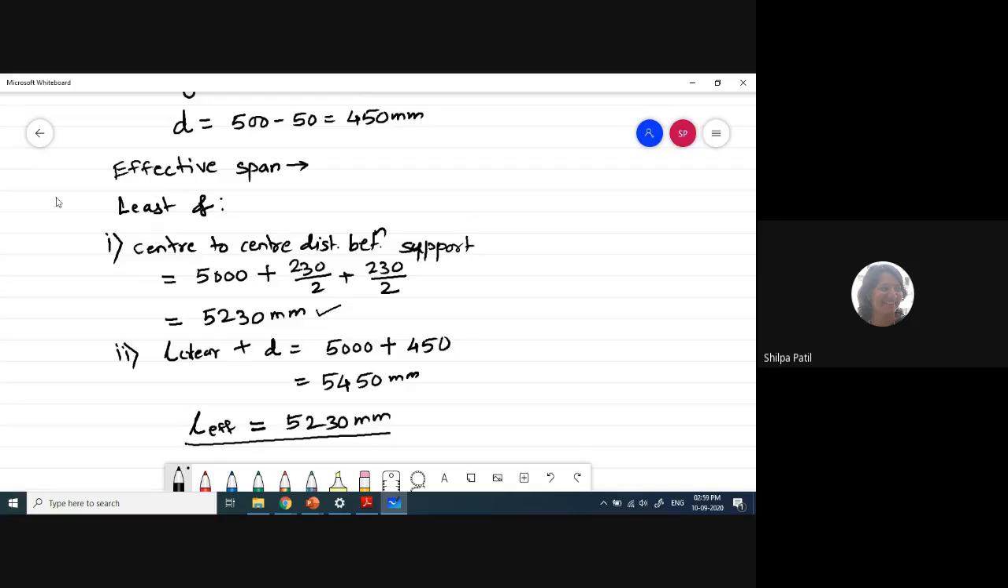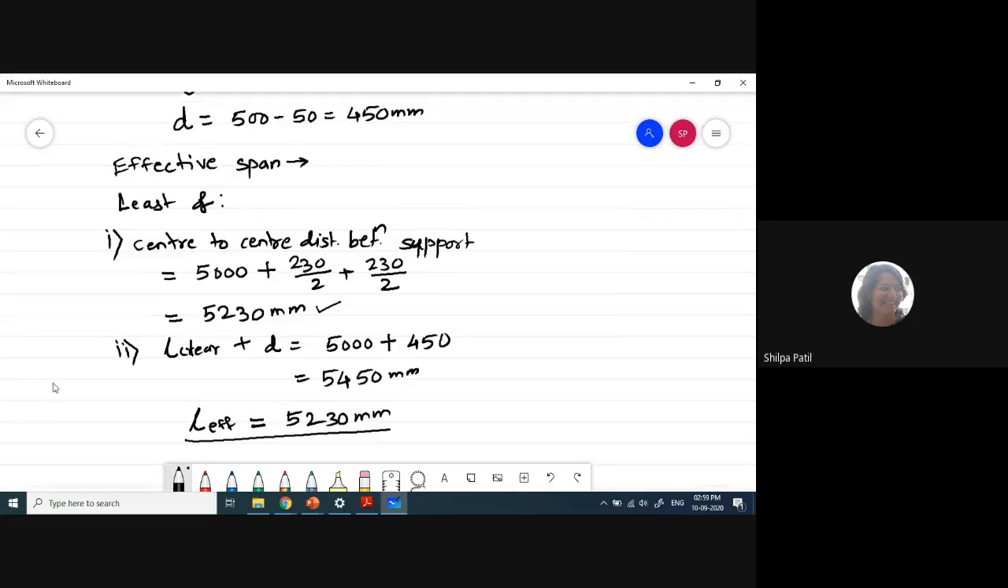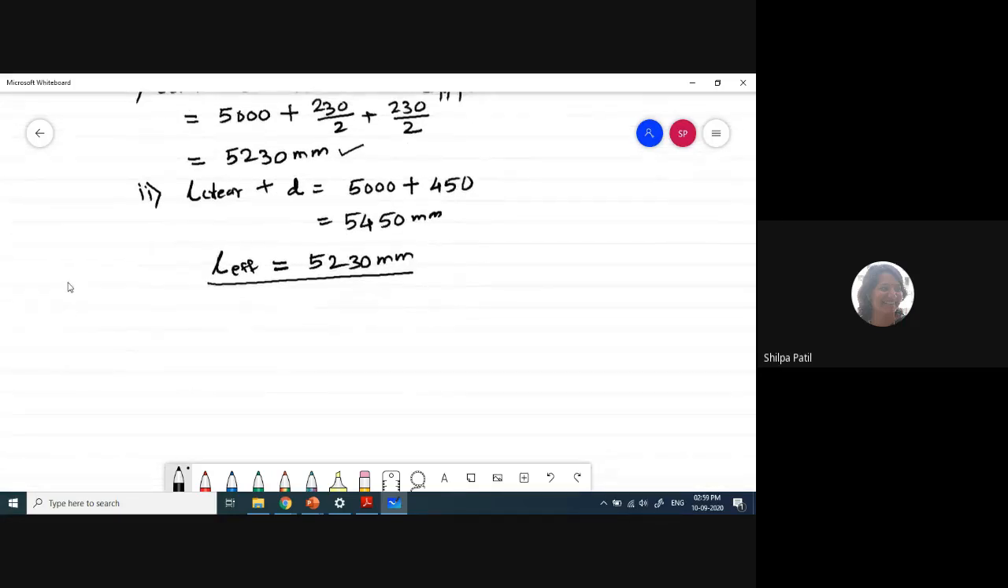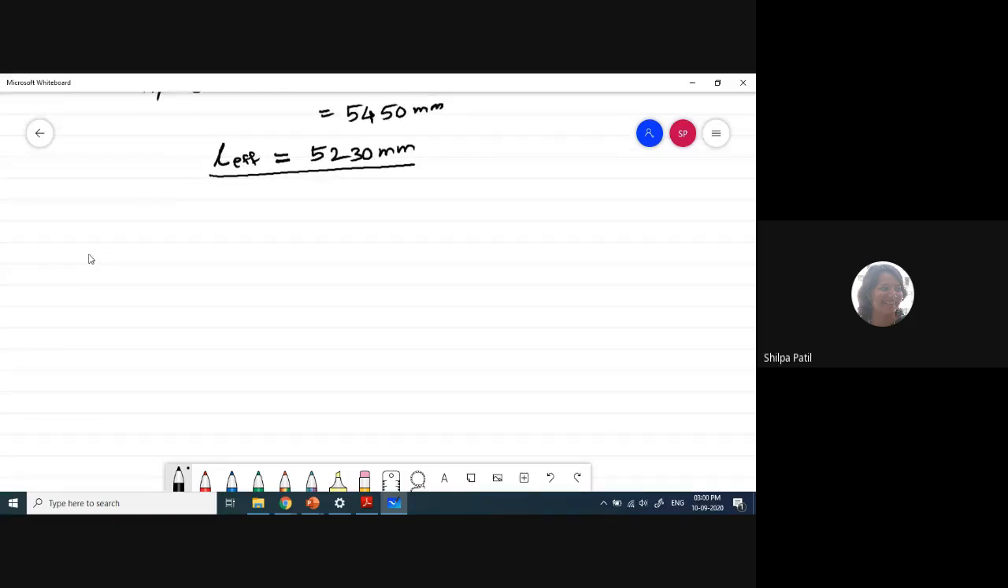Okay, is it clear to everybody? Effective span. Guys, are you there? Yes, ma'am. Yes. What is the next step? Calculation of ultimate bending moment and SF. Correct. So let us calculate ultimate bending moment and shear force.